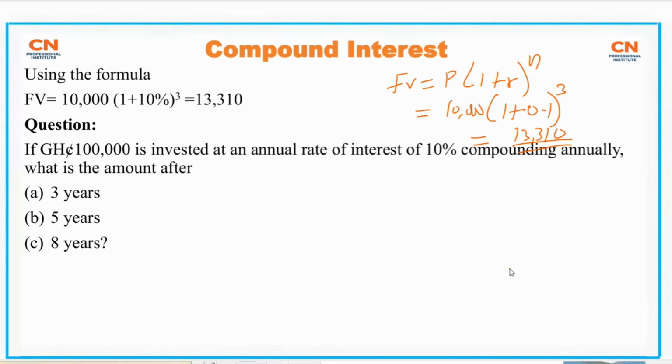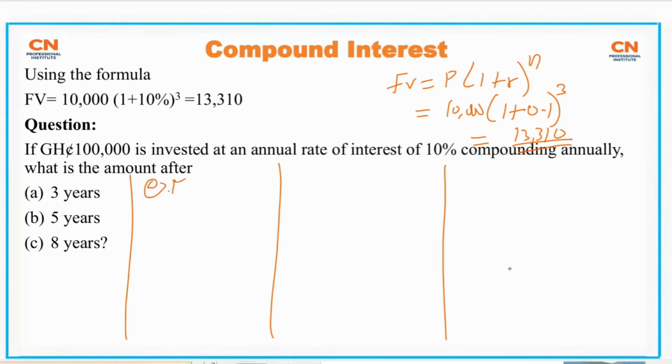So here we can just use the formula straightforward, and not calculate the interest for year 1, then add it back to the principal to get the new principal for year 2, then calculate the interest on it and add the interest back again. We can just use the compound interest formula. All right, so let me divide into 3. Let me do the A here.